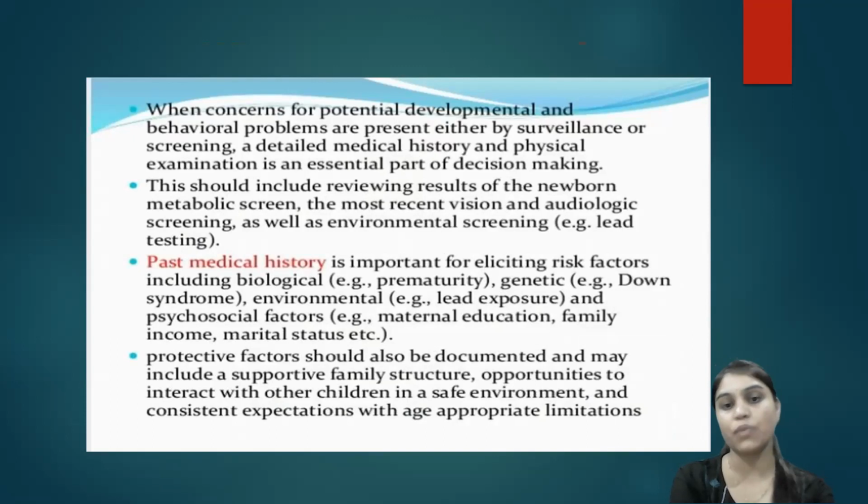Past medical history is important for eliciting risk factors including biological, for example prematurity, genetic, for example Down syndrome, environmental, for example lead exposure, and psychosocial factors, for example maternal education, family income, and marital status. Protective factors should also be documented and may include a supportive family structure, opportunities to interact with other children in a safe environment, and consistent expectations with age appropriate limitations.